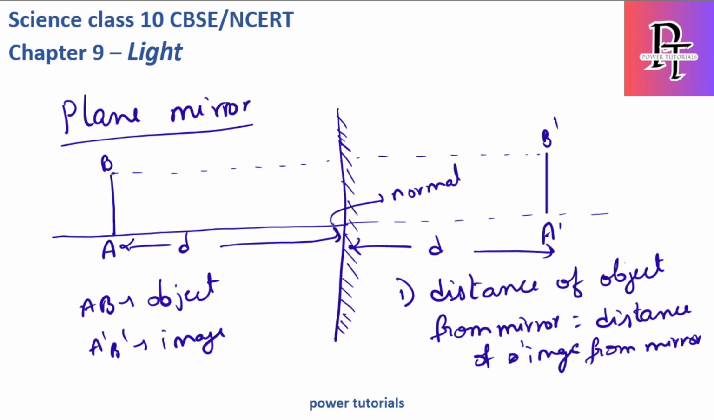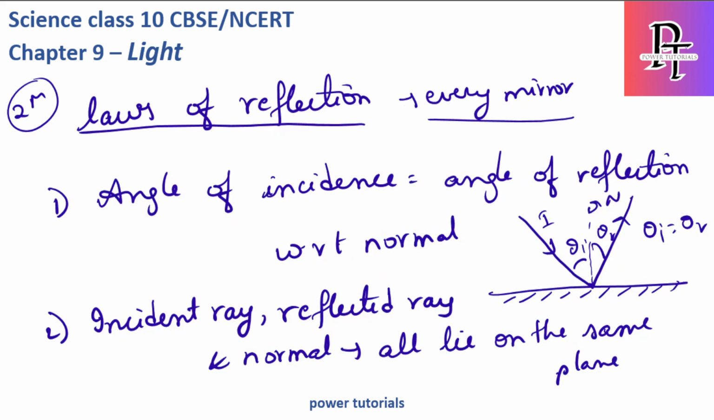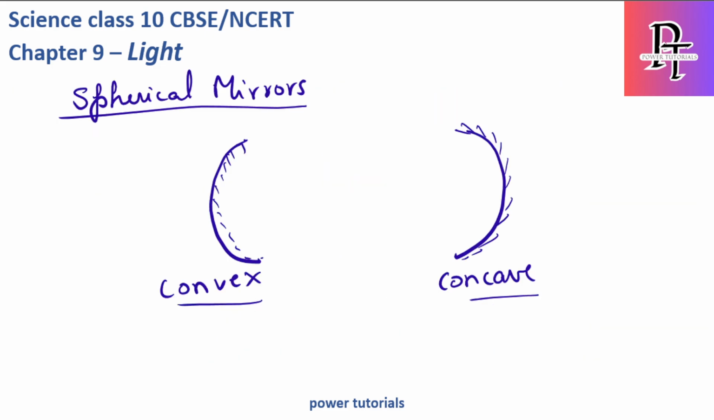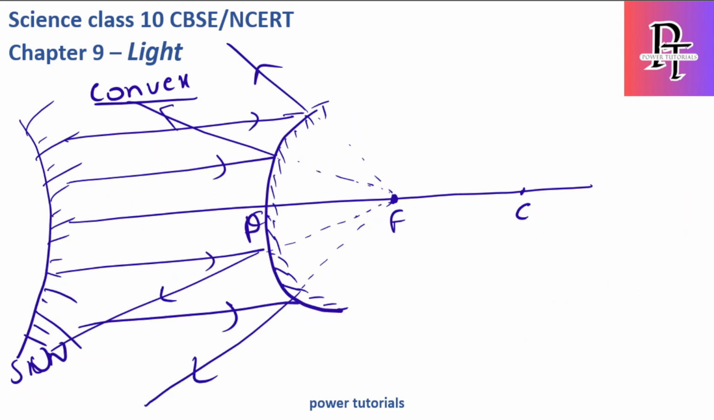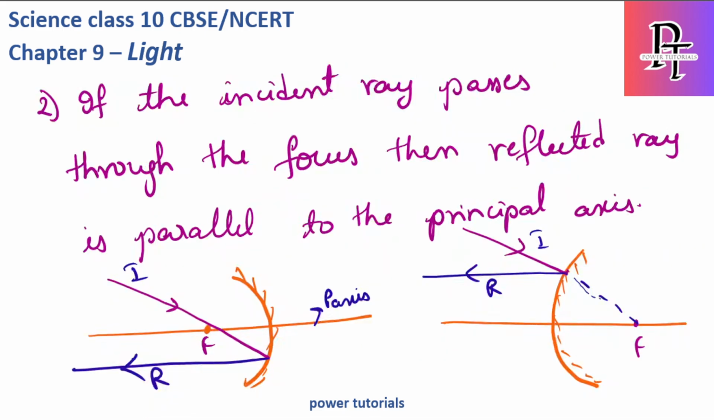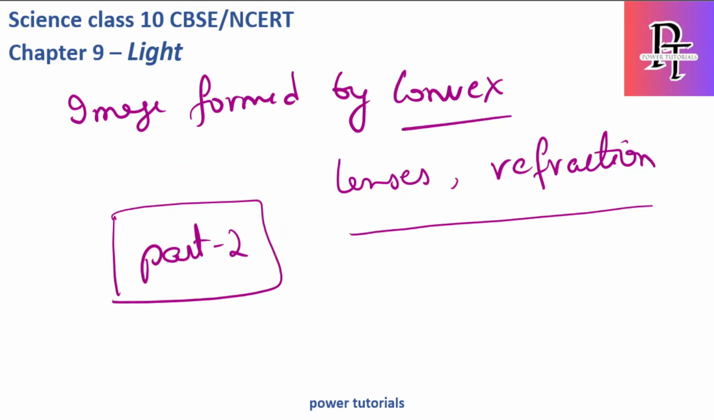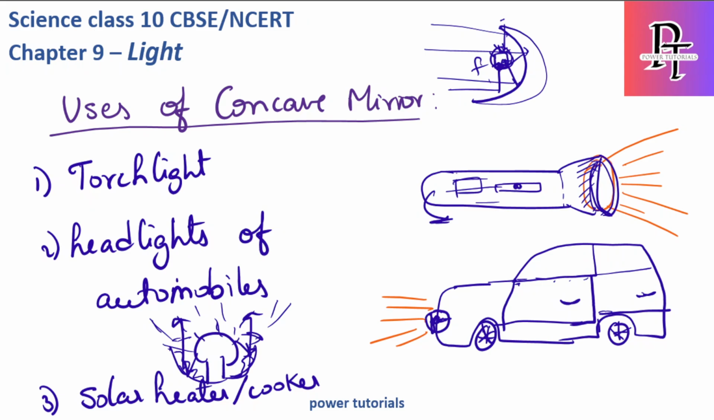In part 1 we covered what a plane mirror is in detail, like the distance of the object from the mirror and how the image is formed. Then we covered the definitions exactly as we have to write them to get good marks, and if anyone asks, the exact laws of reflection. Then we covered spherical mirrors, convex and concave, and the points with respect to spherical mirrors for ray diagrams. After that we started with image creation for the concave mirror. So in part 1 those are done. In part 2 we continued with the concave mirror.